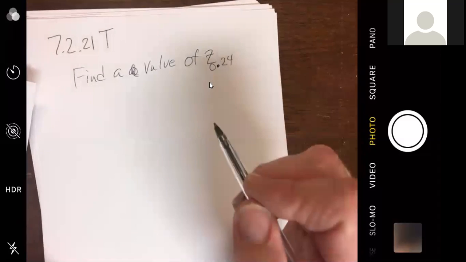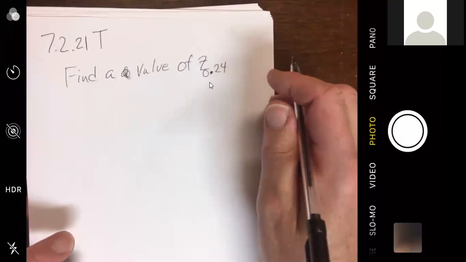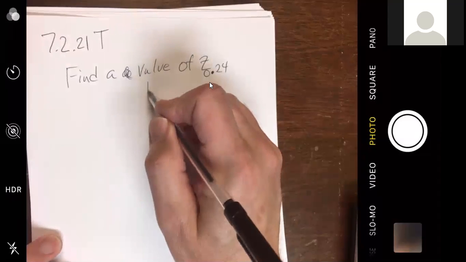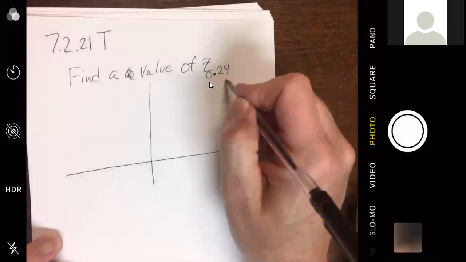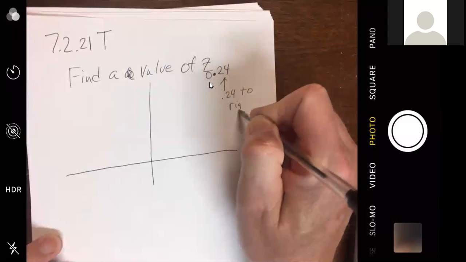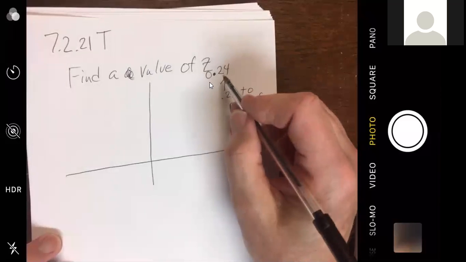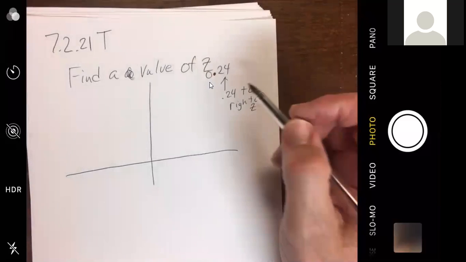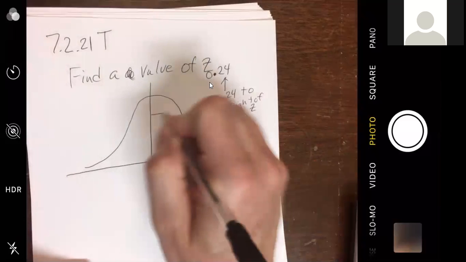All right, you want to see how this is done? I already know how to do it, but since we are in class, other people have to benefit, like know how to do it. This means 0.24 to the right of the Z. That's his notation for that. It's not universal. I've never seen any other book do that, but that's what he does. So remember that there is 0.5 to each side.